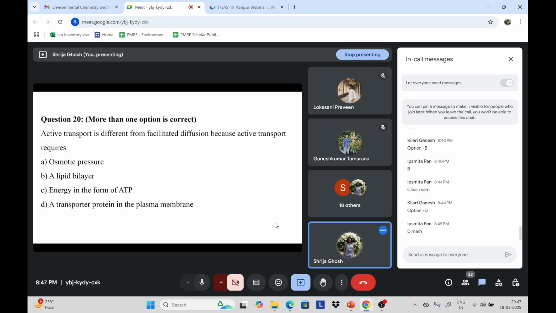I'll move on to the next question then. Question number 20. Active transport is different from facilitated diffusion because active transport requires option A, osmotic pressure, option B, a lipid bilayer, option C, energy in the form of ATP, and option D, a transporter protein in the plasma membrane. For this question, more than one option can be correct.